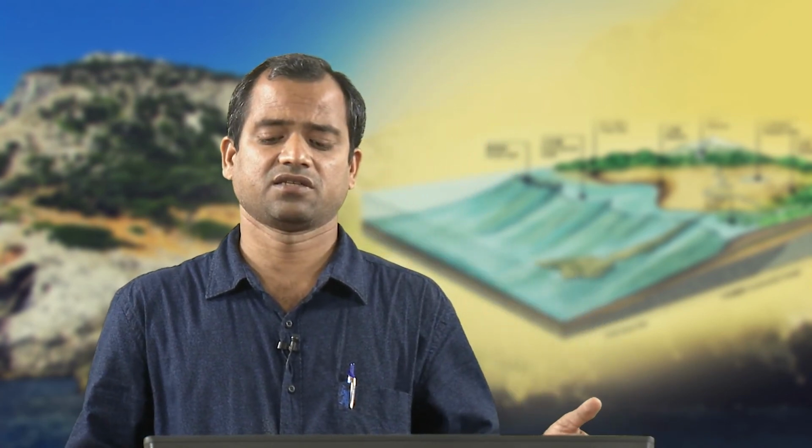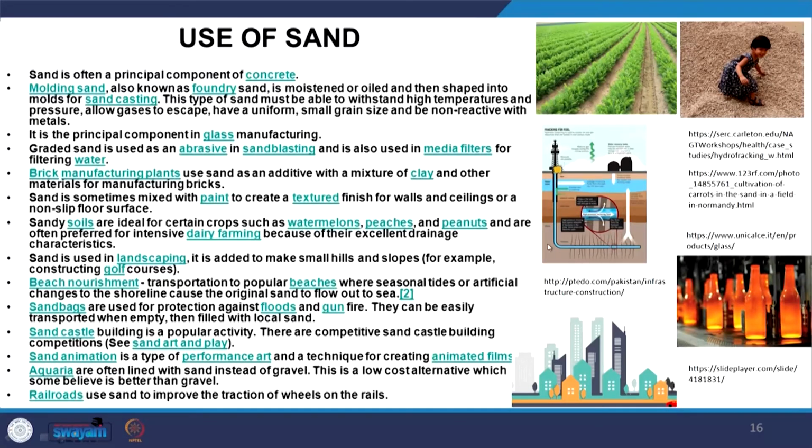And sand is used in different industries. If you see here the use of sand, there are a number of uses. Starting from children's play places, then cultivation, then the oil exploration industry, the glass industry, then infrastructure development, everywhere we are using sand for this purpose.